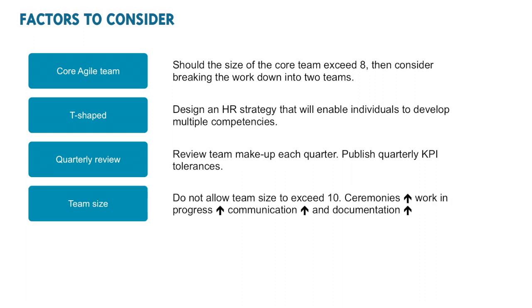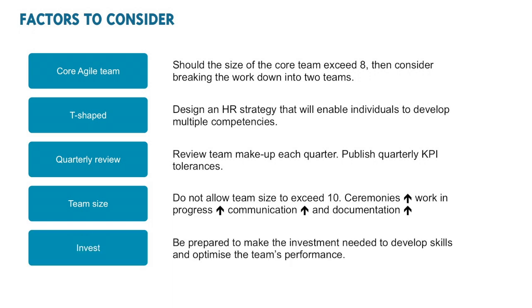Team size. Failure to limit the maximum number of people to 10 at any one time, when counting the period resources, will result in core ceremonies becoming lengthy. An increase in the amount of work in progress and the level of communication and documentation needed will spiral upwards. Invest. Be prepared to make the necessary investment to train or hire the needed skills. And be prepared to invest time regularly to complete these 5 core steps to ensure the team has the ability to maintain a consistent level of performance.